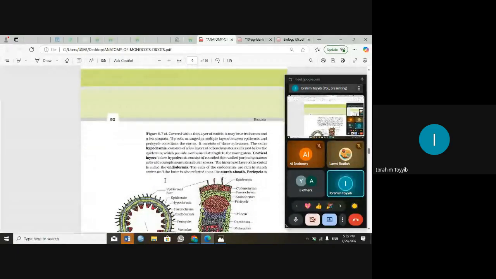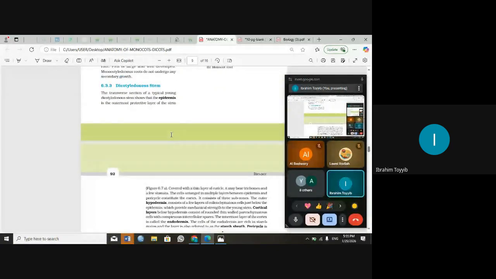So after the epidermis, we have the what? We have the hypodermis. Is hypodermis present in root structure? No. We have come to stem structure now. The epidermis is the outermost protective layer of the stem. It is covered with a thin layer of cuticle. It may bear trichomes and a few stomata.